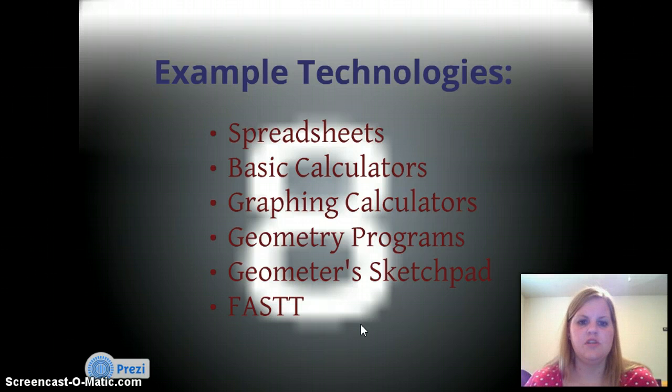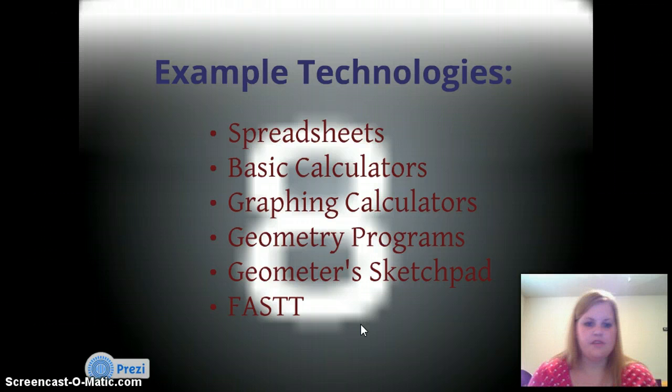There are geometry programs, which would be like virtual manipulatives, and Geometry Sketchpad is an example of that, where you can create shapes and just show. It's a great tool to show relationships between shapes, like if you move a side, then the area gets bigger, and I really like that tool.